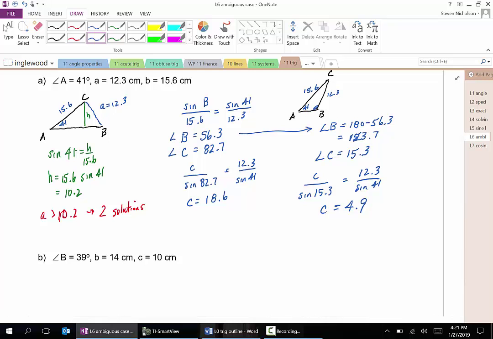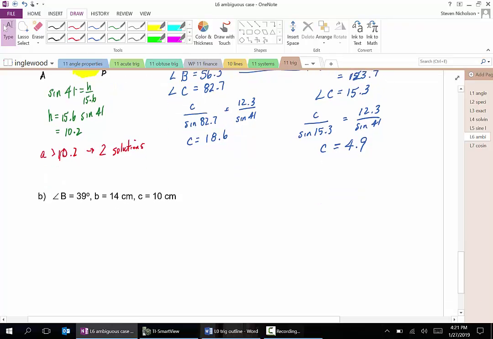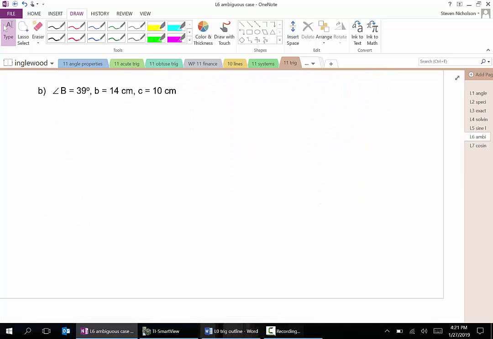Okay, so again, key idea. Draw the picture, figure out the height, imagine what could happen. Swing this line over. Can you do that? Will it make another triangle? So let's look at our last example. And again, we're going to draw our picture. We're going to imagine this.